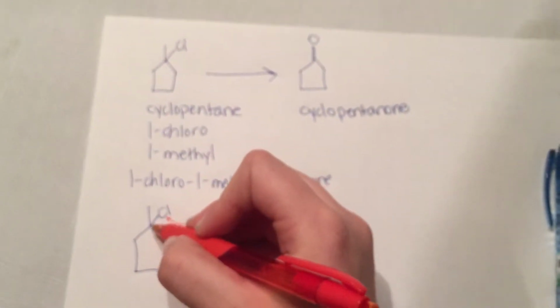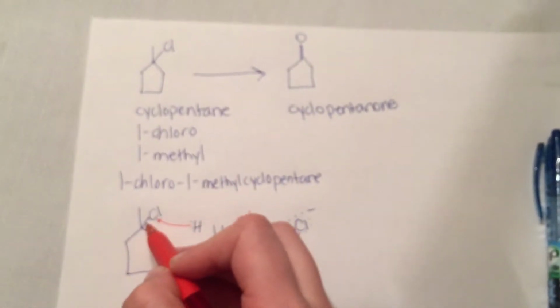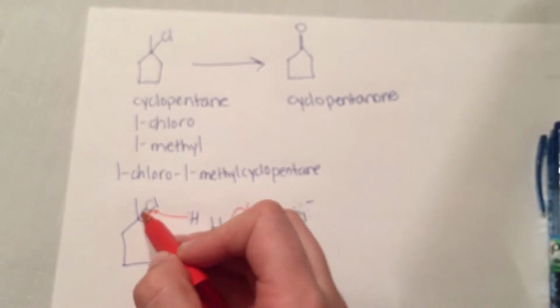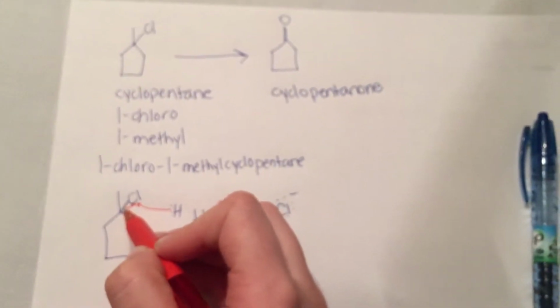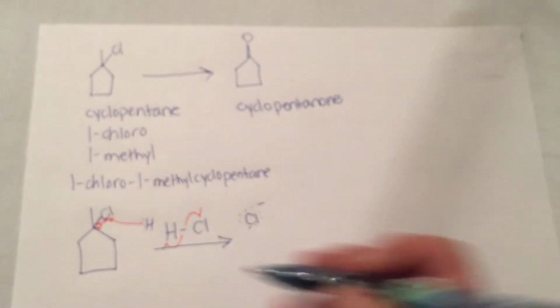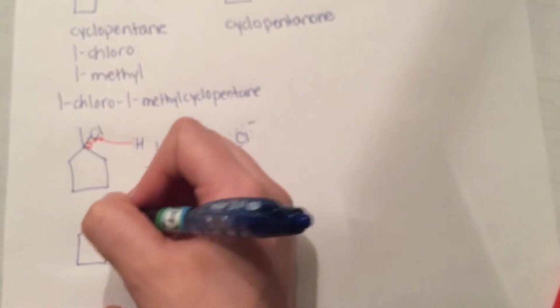This chlorine, the bond between this carbon and the chlorine will break. The leaving group leaves, taking some electrons here. These electrons flow back to this carbon, which will now form the carbocation intermediate.